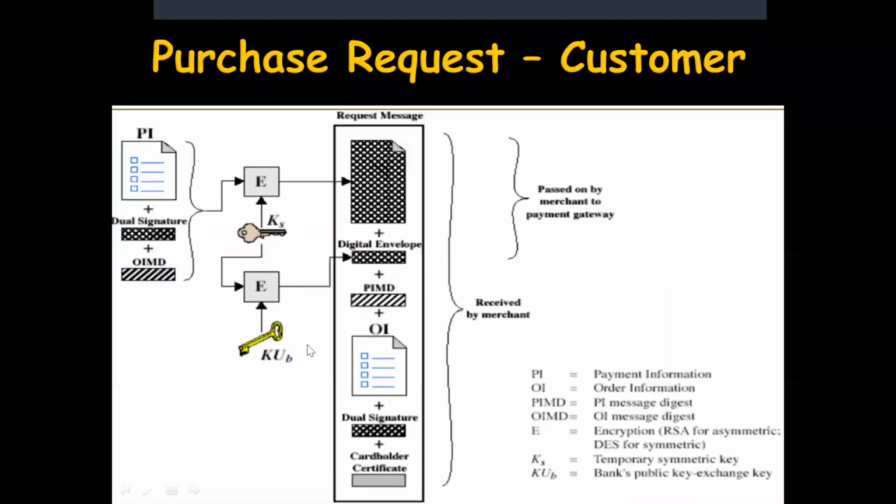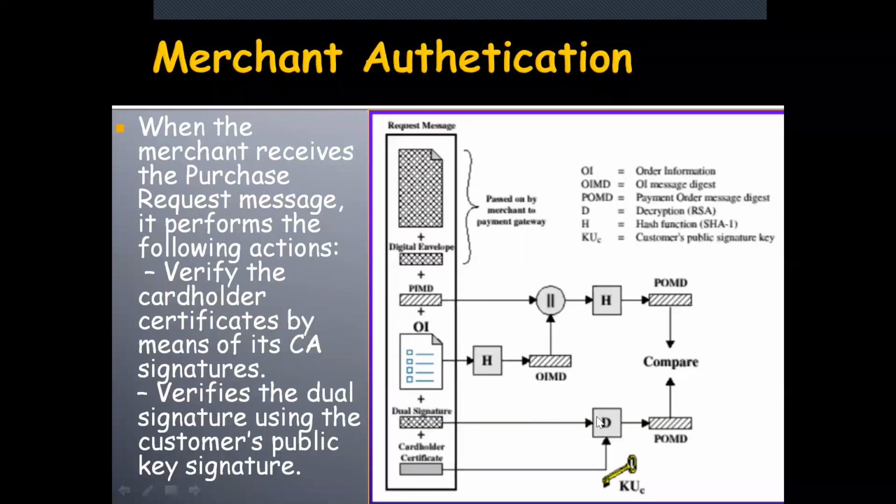basically the dual signature is encrypted with the private key. Here what we require is the KUC, the customer public key. Using the customer public key, we are going to decrypt. There is a cardholder certificate authority which gives you the public key. Using that public key, we decrypt, and after decrypting, we get POMD. Again at the merchant side, we also have POMD.